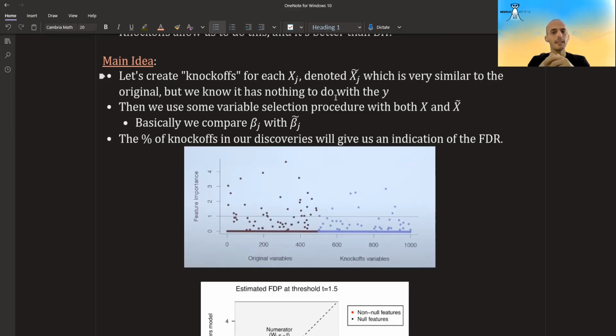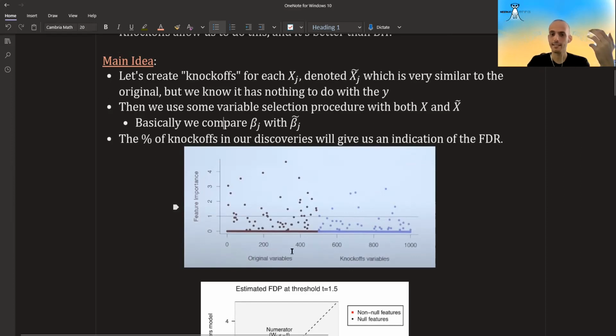Then we use some variable selection procedure for both x and x tilde. And what we get is that we basically compare the beta j with the beta j tilde, the x_j with the x_j tilde. One thing to note is that if the beta j tilde is bigger than the beta j, then this raises a red flag, right? I mean, if the fake x has a stronger signal than the real x, then maybe neither of them should be in the model, right? And so basically, the percentage of knockoffs in our discoveries will give us an indication of the FDR.